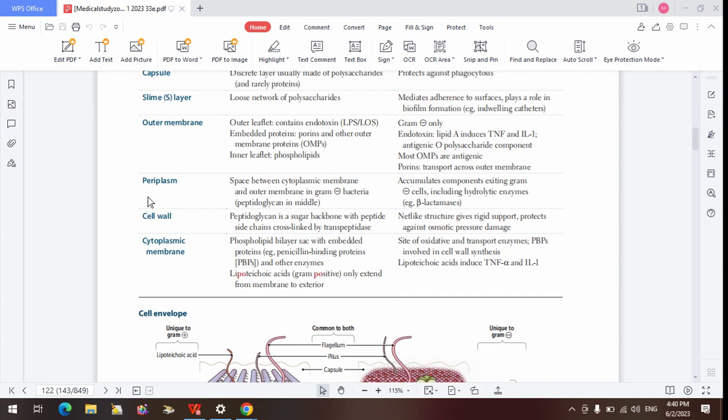After the periplasm, we have the cell wall. This cell wall contains peptidoglycan. Peptidoglycan is present in both gram-positive and gram-negative. The cell wall is present in both, but the difference is that the gram-positive has a thicker peptidoglycan cell wall than the gram-negative organism.